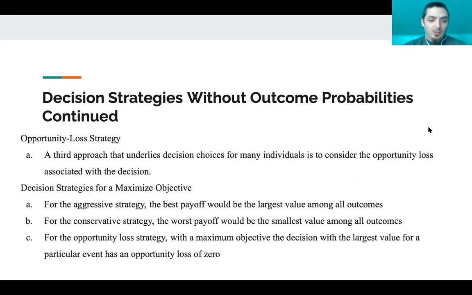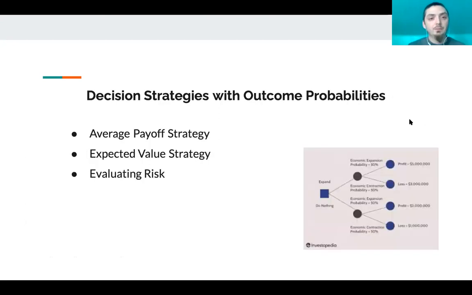The decision strategies for a maximize objective. For the aggressive strategy, the best payoff would be the largest value among all outcomes. For the conservative strategy, the worst payoff would be the smallest value among all outcomes. And finally, for the opportunity loss strategy, with a maximum objective, the decision with the largest value for a particular event has an opportunity loss of 0.